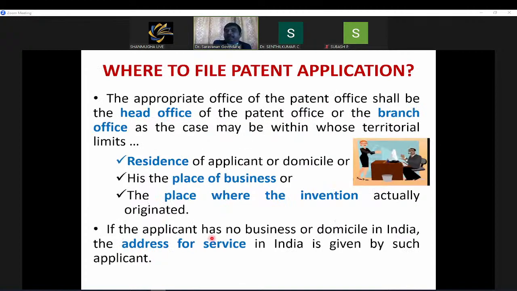And where do we have to file a patent? There is a head office as well as branch offices available. Totally one head office and 3 branch offices are available. In that particular case, in your city or the territorial limits it falls under, there you have to go and file that patent. It can be your native place, or where you are doing business, or where that particular invention was originated. If anyone of these 3 things applies, there you are eligible to file a patent.